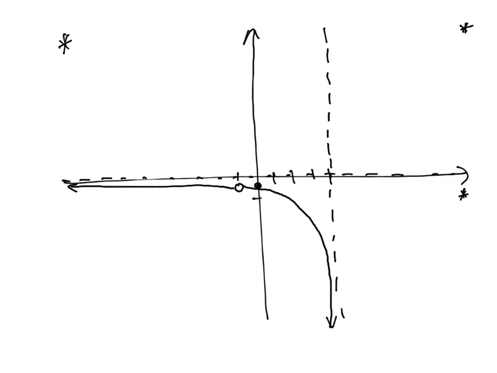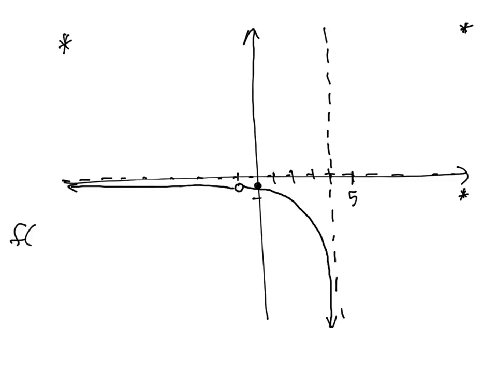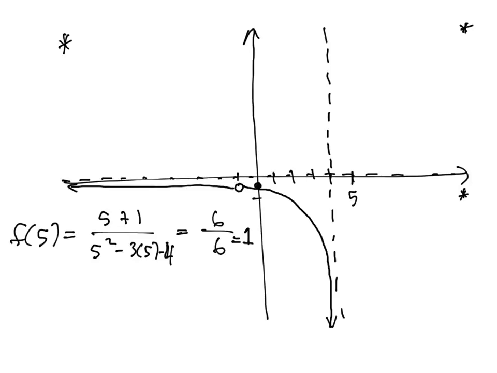So what we want to do is take a point, how about x equals 5, and input it into the function. So inputting that into the function, I get f of 5 equals 5 plus 1 over 5 squared minus 3 times 5 minus 4. And we get 6 over 25 minus 15 is 10, 10 minus 4 is 6. So that's 1. So what that tells us is at 5 we have a value of 1. And that's all we need. We just need to know where the graph is. So because we're above, the graph is going to look like that.